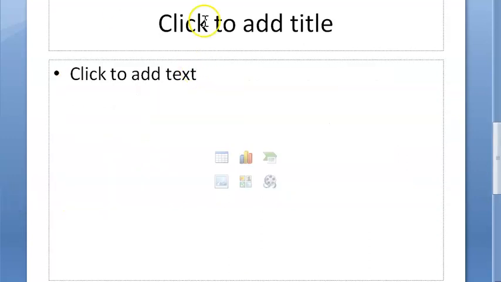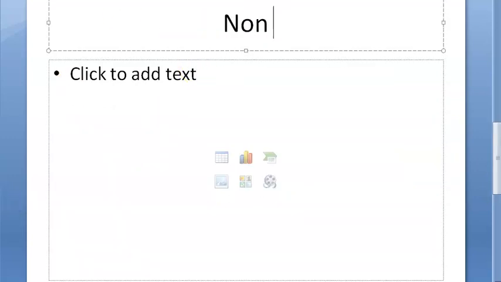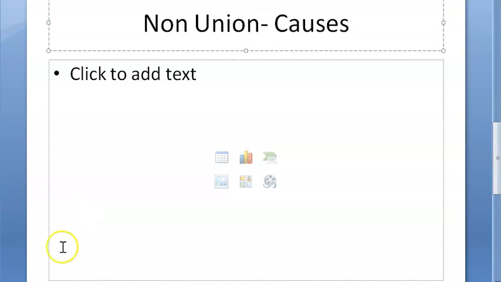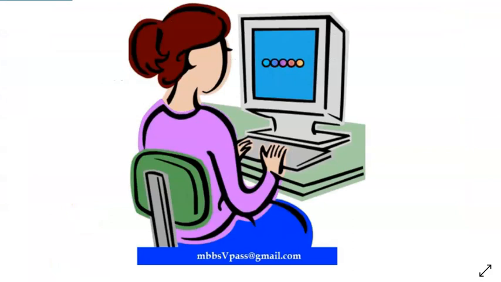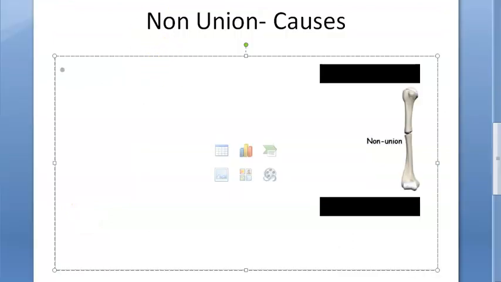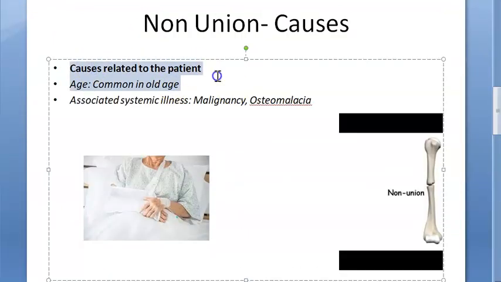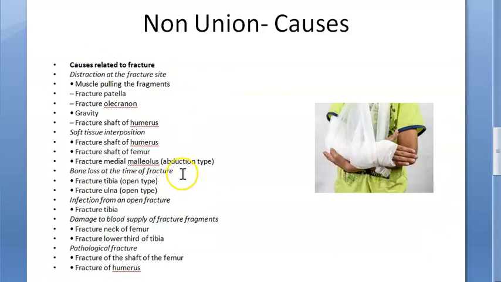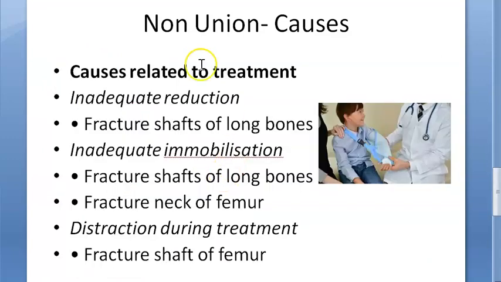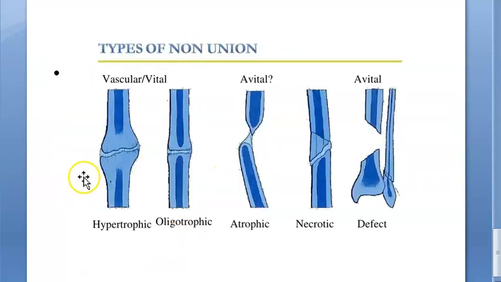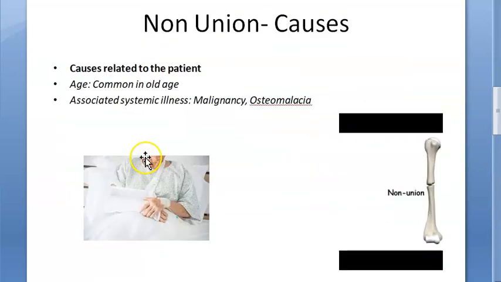Now let us look at the causes of non-union. Causes of non-union. Okay. Shall we look at the causes of non-union, guys? So for the causes of non-union, they have divided it as the causes related to the patient, the causes related to the fracture itself, and the causes related to the treatment. Okay. After this, we will look at the types of non-union, etc. As of now, what are we looking at?